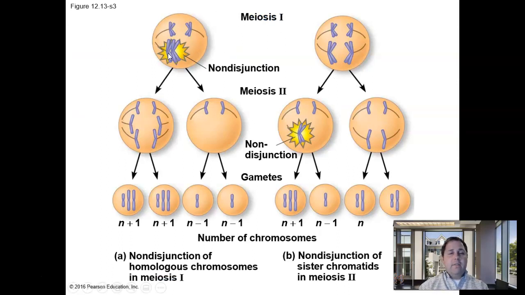A non-disjunction event in meiosis 1 is going to result in 2 gametes that have 1 extra chromosome, and 2 gametes that have 1 lost chromosome. If you do this in meiosis 2, a non-disjunction event there, you're going to have 1 gamete with an extra chromosome, 1 without, and 2 that are normal. But in any case, getting any sorts of gametes that have the wrong number of chromosomes is going to create a pretty substantial problem for the zygote and the offspring.